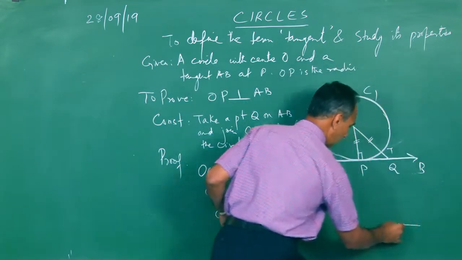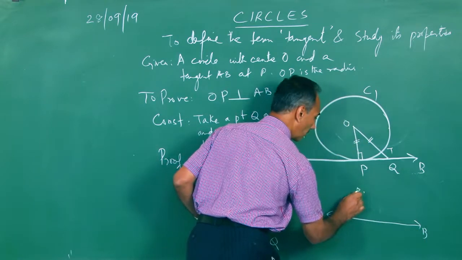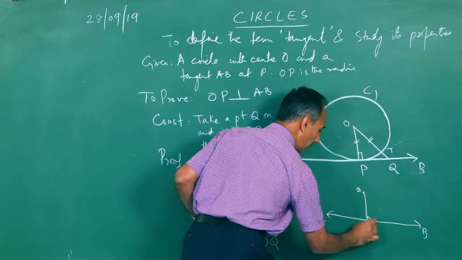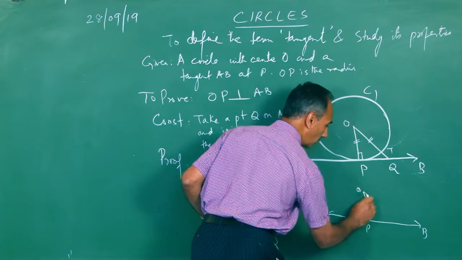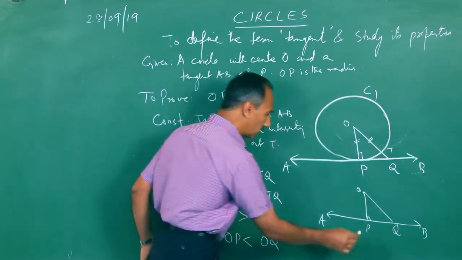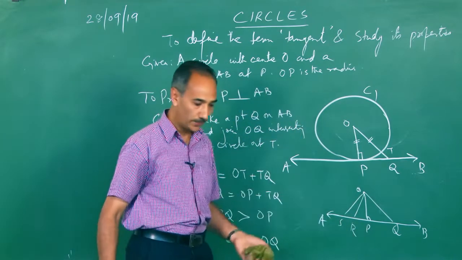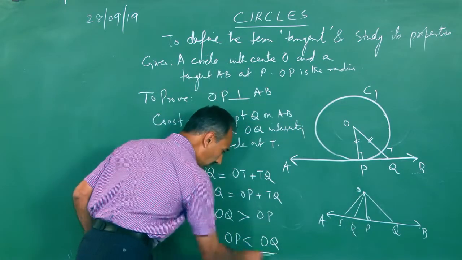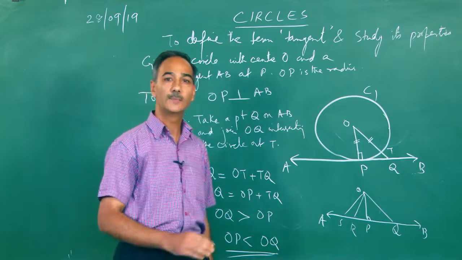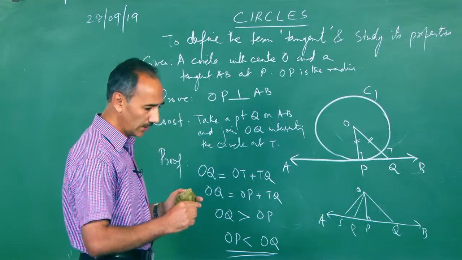See, this is my AB, which is a straight line. This is my O. This is OP, which I have to prove is perpendicular. So we have compared OQ with OP. If you take different points, maybe OR, OS, and so on, and compare them with OP, we have the same conclusion: OP is smaller than all those line segments that could be drawn from a point to the line.